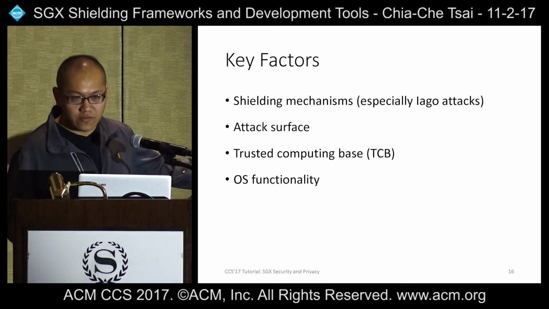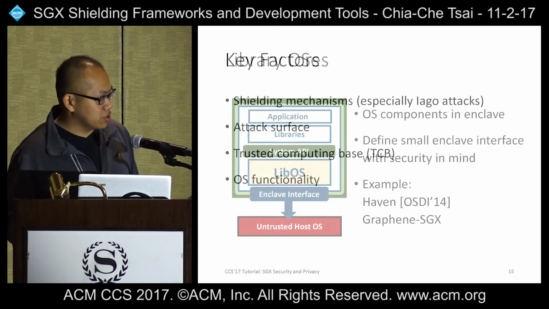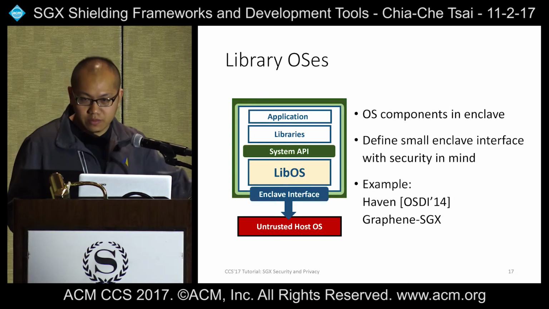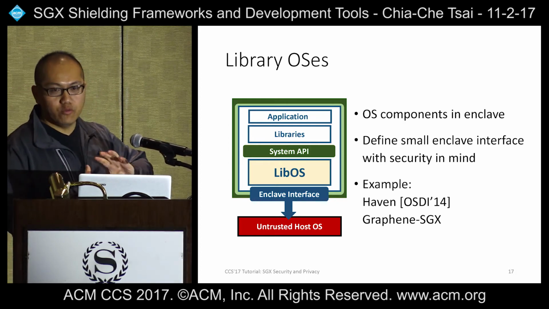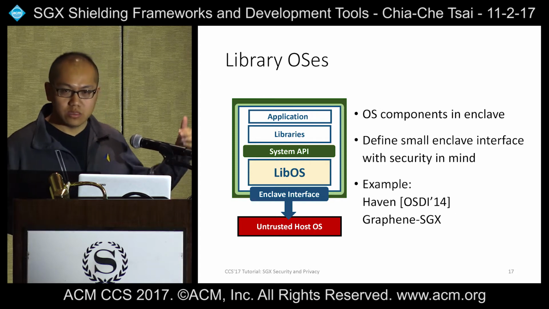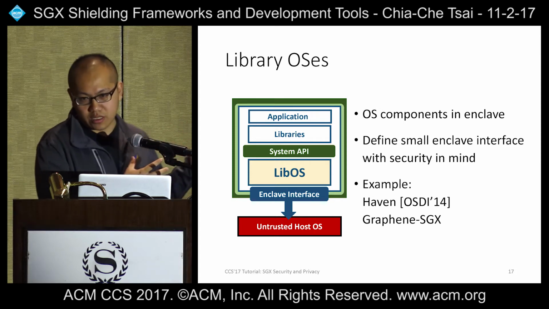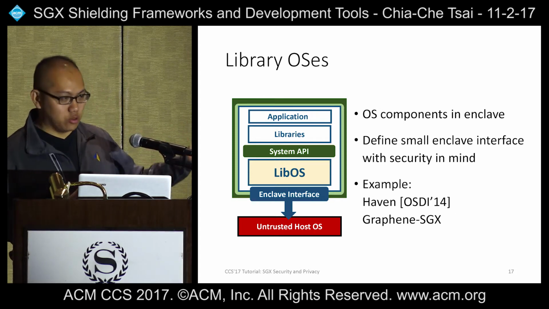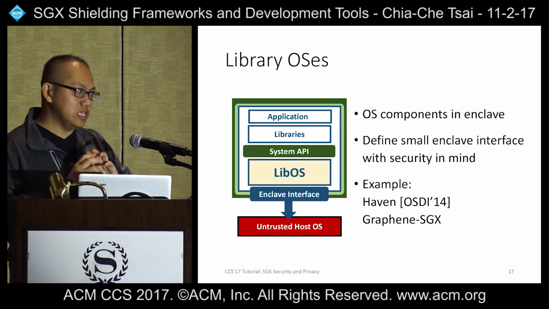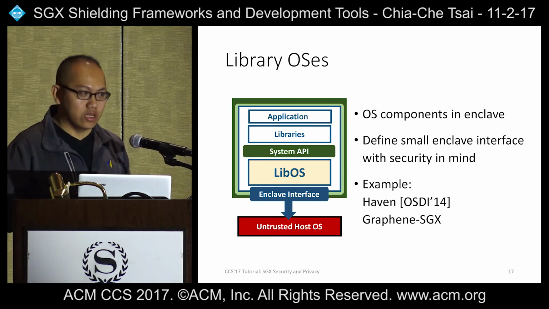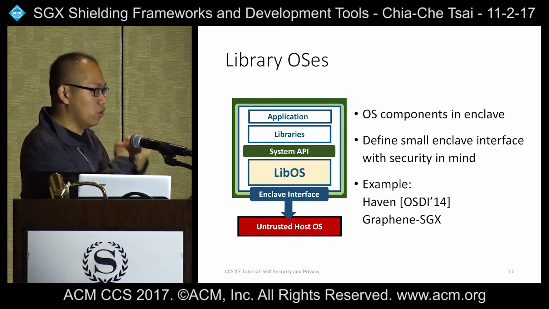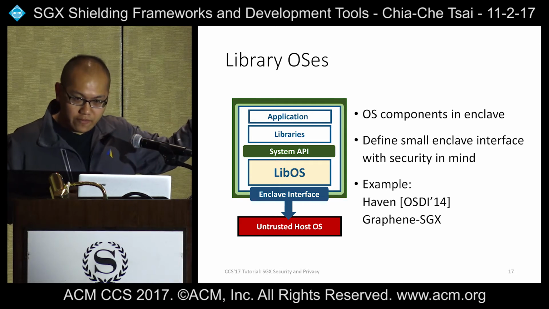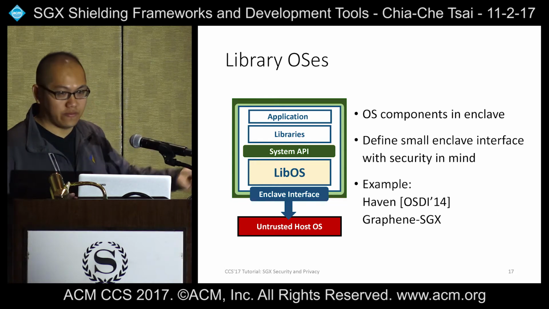Okay, so based on these key factors, let's look at these solutions. The first is library OSs. So what is a library OS? Basically, the library OS idea is to move some of the OS components from the OS kernel into user space. And in these cases, of course, they move into the enclave. So these OS components can be trusted and stay inside the enclave with your application, so they can service OS functionality directly inside your enclave.